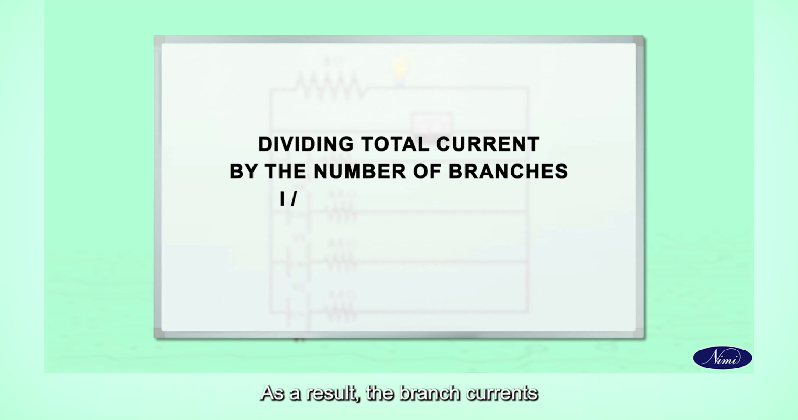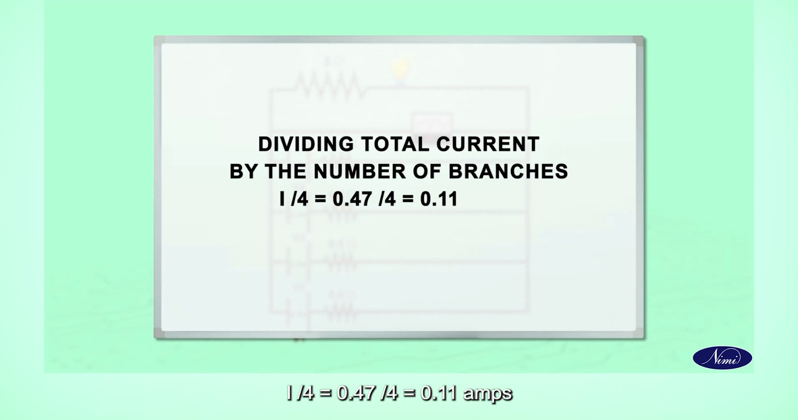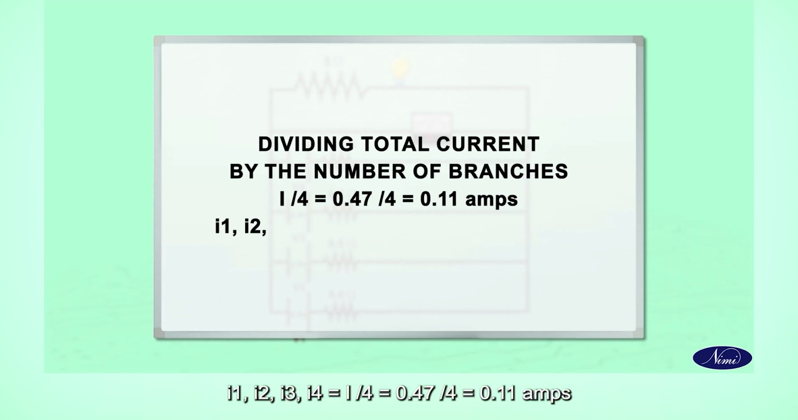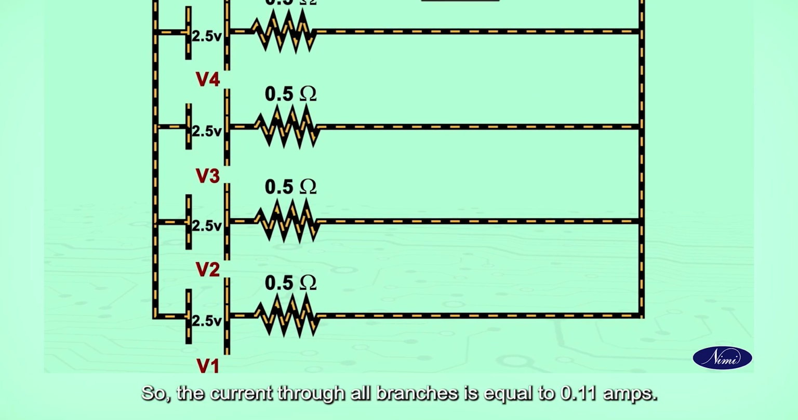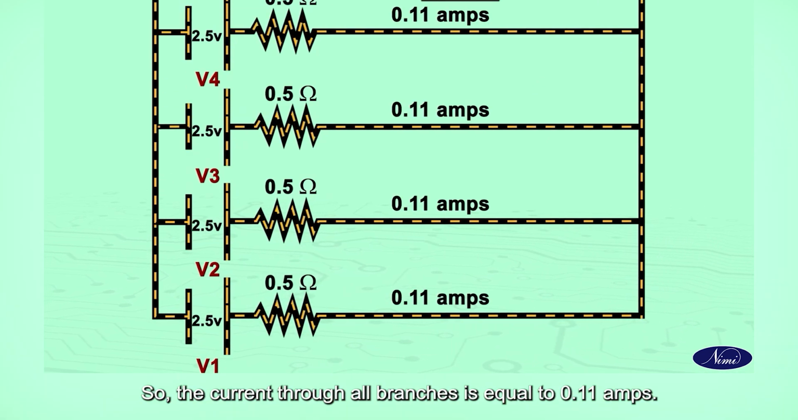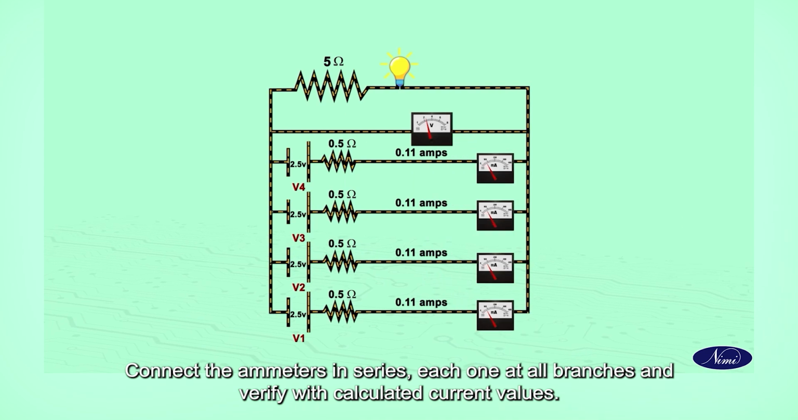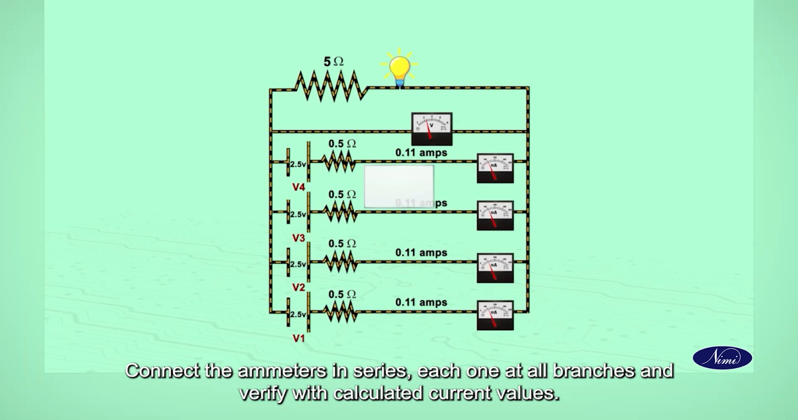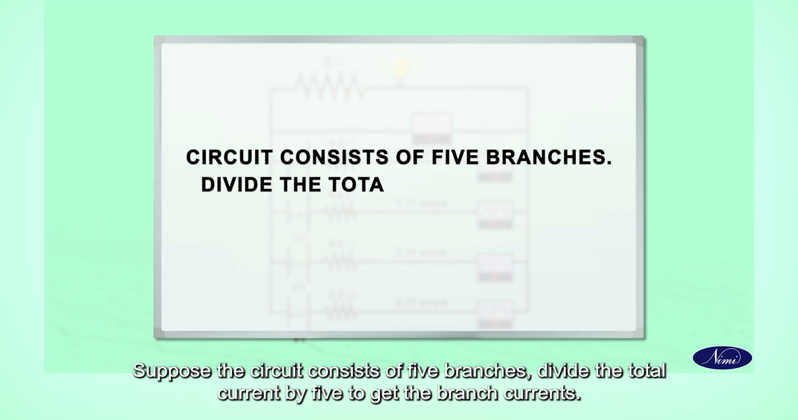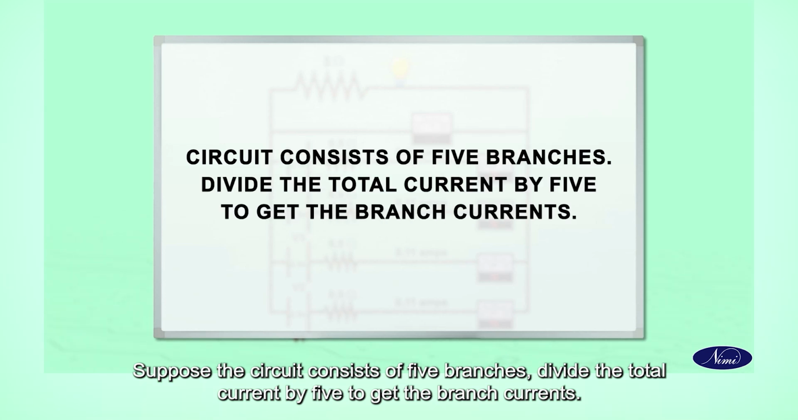As a result, the branch current I1 is equal to 1 upon 4, which is 0.47 upon 4, which is equal to 0.11 amps. I2, I3, I4 are likewise equal to 1 upon 4, that is 0.47 upon 4, equal to 0.11 amps. So the current through all branches is equal to 0.11 amps. Connect the ammeters in series, one at each branch, and verify with the calculated current values. Suppose the circuit consists of 5 branches, divide the total current by 5 to get the branch currents.